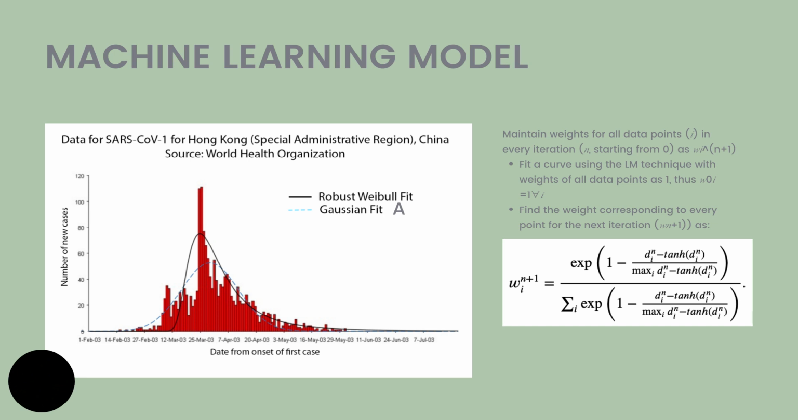First, we fit the curve using the machine learning technique with the weight of all data points as 1, so w_i equals 1. Second, we find the weight corresponding to every point for the next iteration, w at n plus 1. So basically this one is the equation on the right-hand side. It's above my knowledge, to be honest, because I didn't learn about the machine learning model, so I'm trying to understand it.